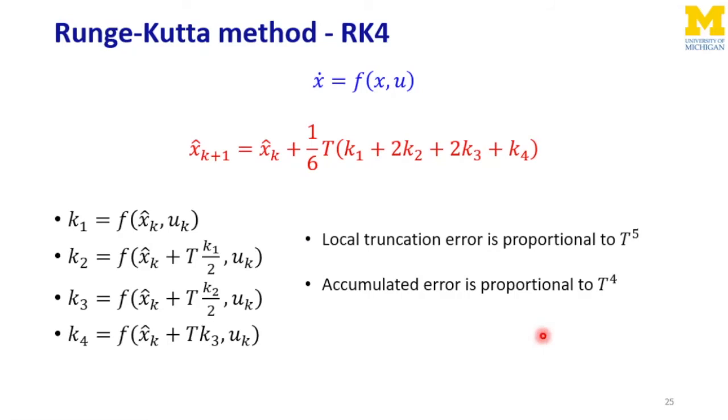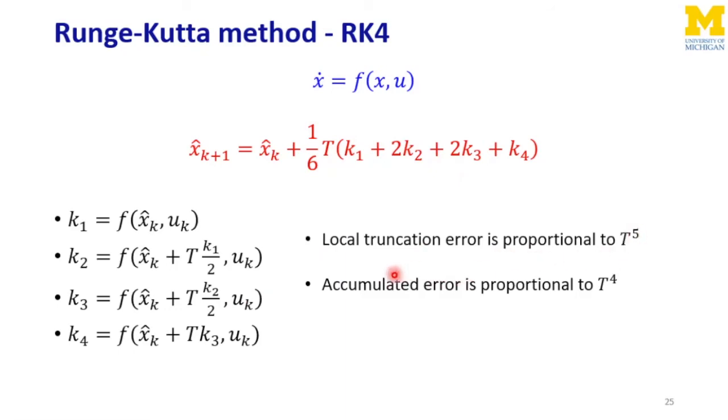In fact, a class of numerical integration methods is called the Runge-Kutta methods that you must have seen many times. One of these is the famous RK4 method, and it is as simple as it is famous. We start with a continuous time system, and RK4 gives us a discrete time system which looks like this. So x hat k plus 1 is equal to x hat k plus 1/6 of this expression, where each of these coefficients, k1 to k4, are given here. And the local truncation error in this particular scheme is proportional to t to the 5.